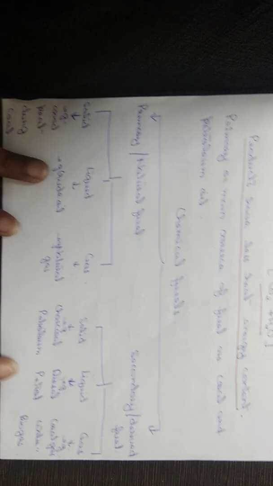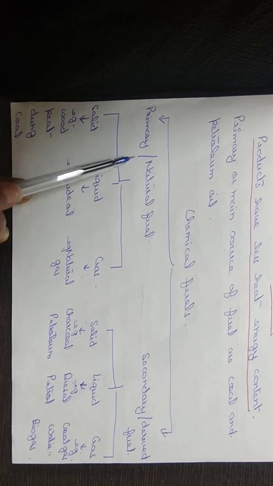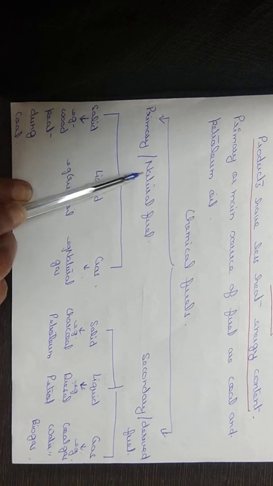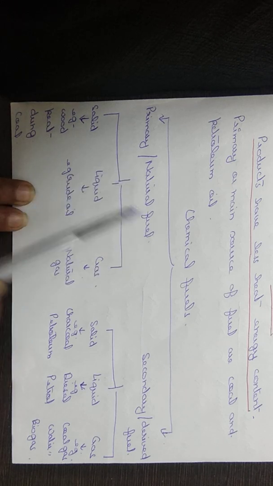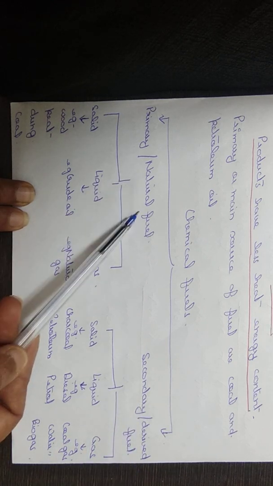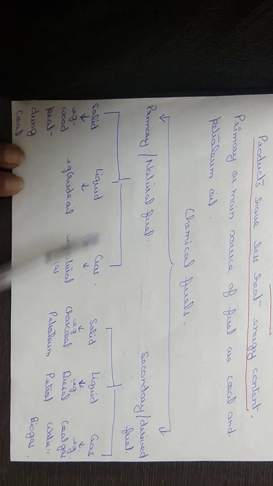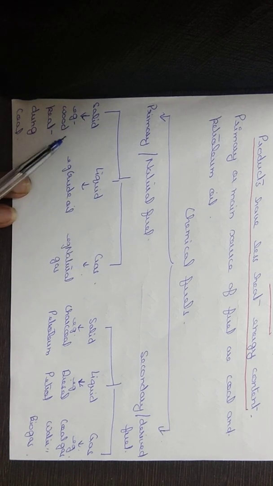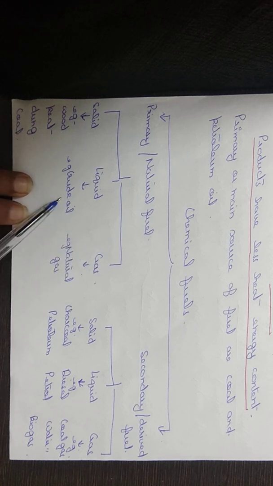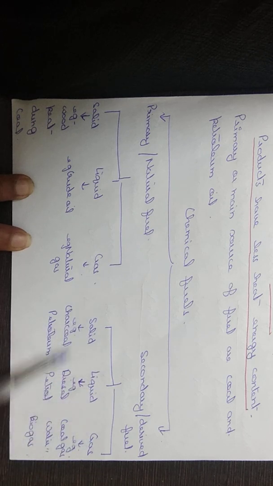Now the chemical fuel is divided into two parts, primary and secondary. Primary is also known as natural fuel, which is naturally occurring. Secondary or derived fuels are derived from natural fuels. Then primary fuel is of three types: solid, liquid and gas. The examples of solids are wood, peat, dung, coal. The liquid fuel is crude oil. Gas is natural gas.